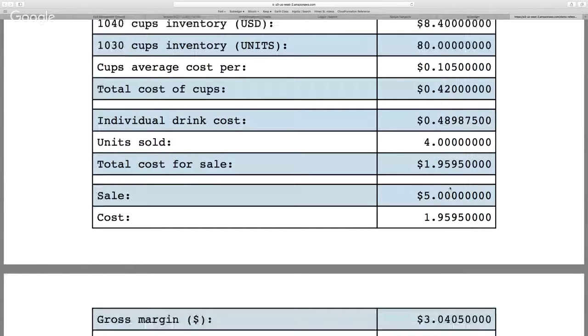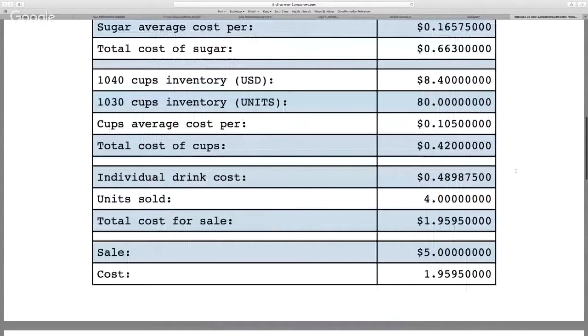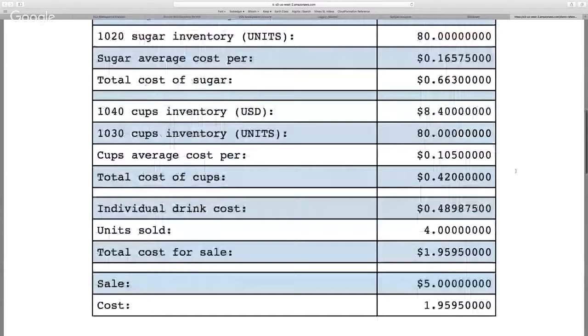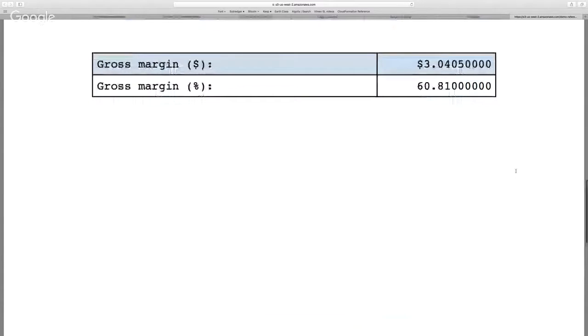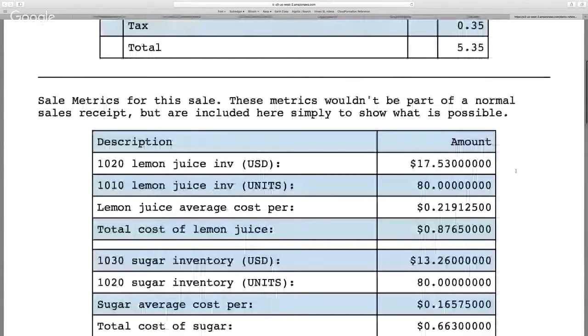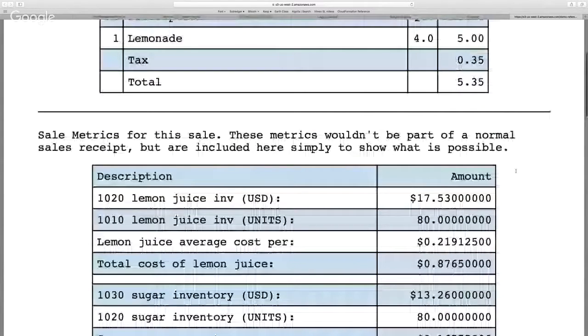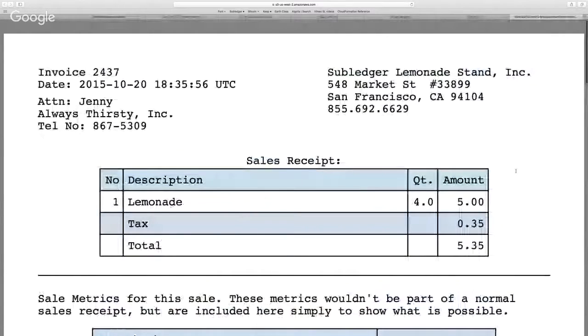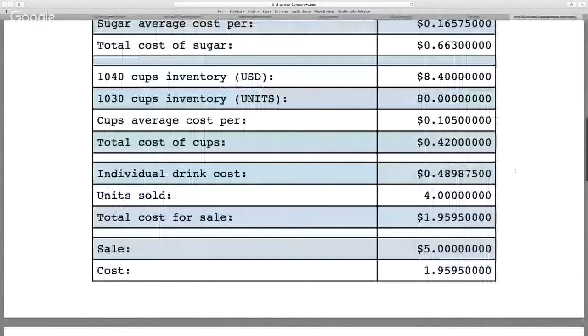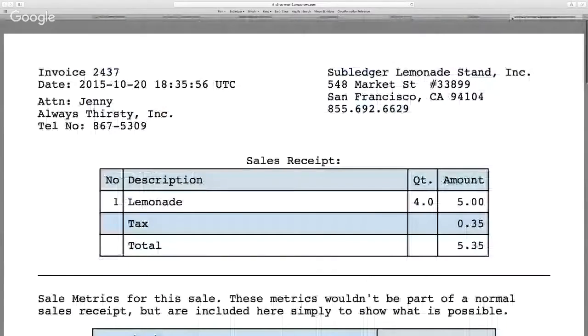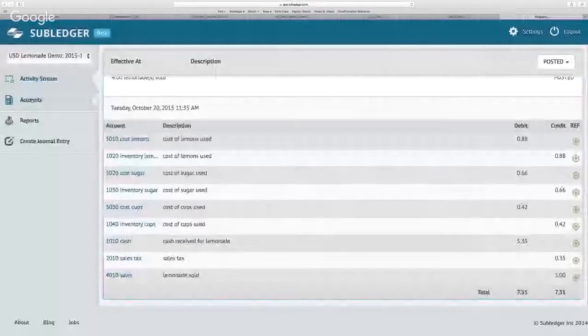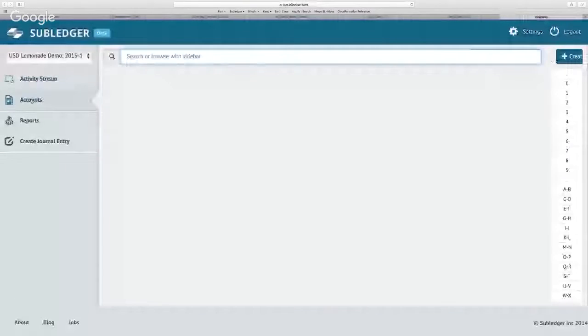Right, and all of this information that we're seeing here is pulled directly out of the accounting record and is therefore completely auditable. Everything you need to know about this transaction is right in here. So that's the regular transaction record.